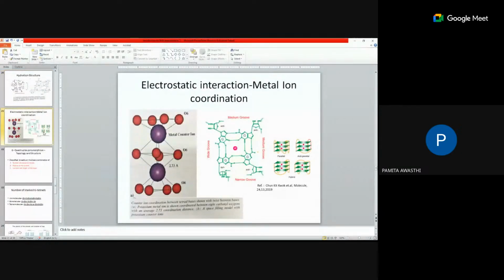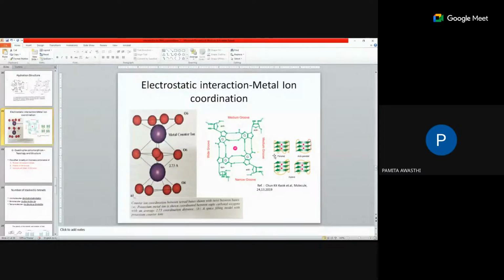Another is the electrostatic interaction, electrostatic interaction by the metal ion coordination. So these are the O6 atoms. This is the O6 atom. You can see forming a 4 hydrogen bond. This is the one tetrad, another tetrad, and then so on. And this is parallel, anti-parallel, and hybrid. We will discuss in the next slides.